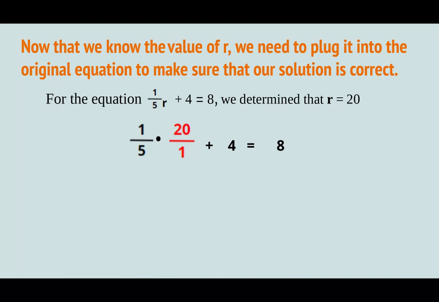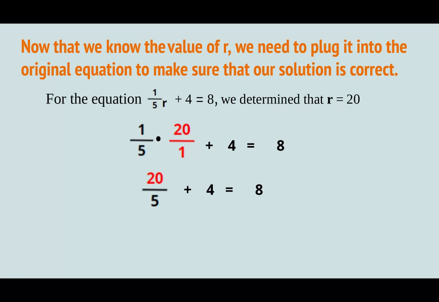And remember, when you multiply fractions, all we're going to do is simply numerator times numerator and denominator times denominator. And once we do that, that's going to give us exactly what we need. So when you multiply this out, what does it give us? Well, 20 times 1 is 20. 5 times 1 is 5. So that gives me 20 over 5 plus 4 equals 8.